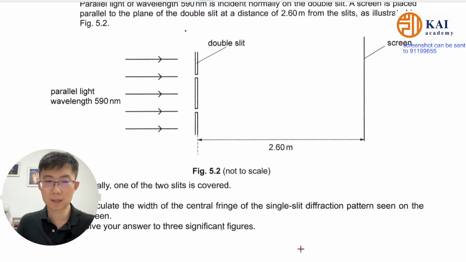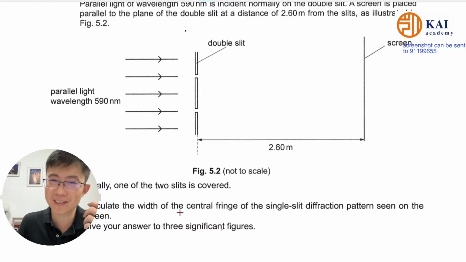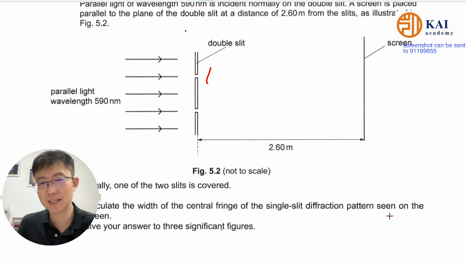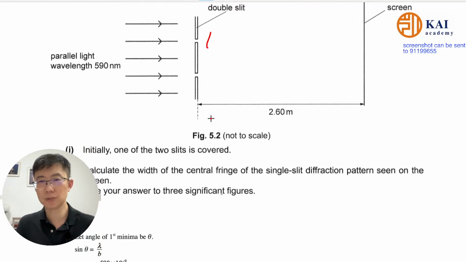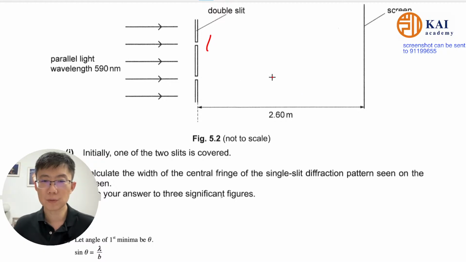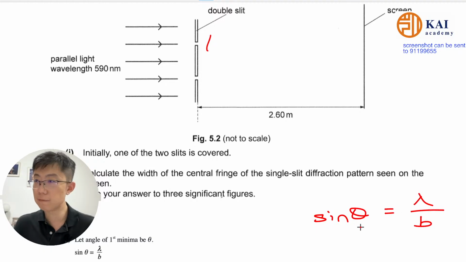Alright, so initially one of the two slits is covered. Then you may think, isn't that going a long about way? You just tell us that, okay, actually we thought it's a double slit, now it's a single slit question. So one of them is covered. This is a single slit question. Calculate the width of the central fringe of the single slit diffraction pattern seen on the screen. The method of calculating this will be similar to our previous question. You use the formula sine theta equals lambda over b to find the first minima.